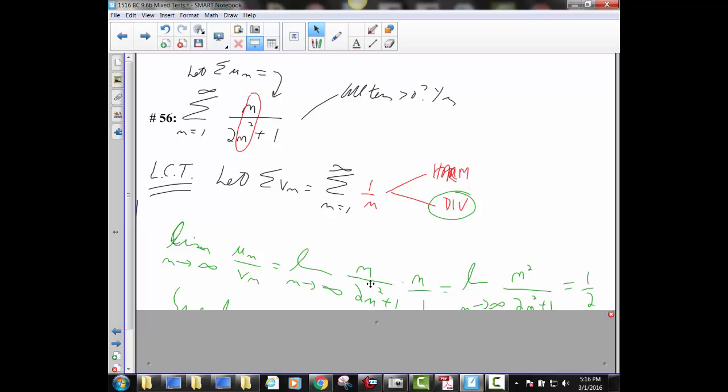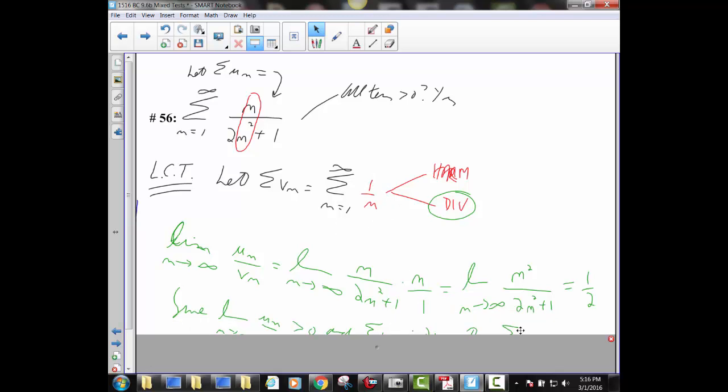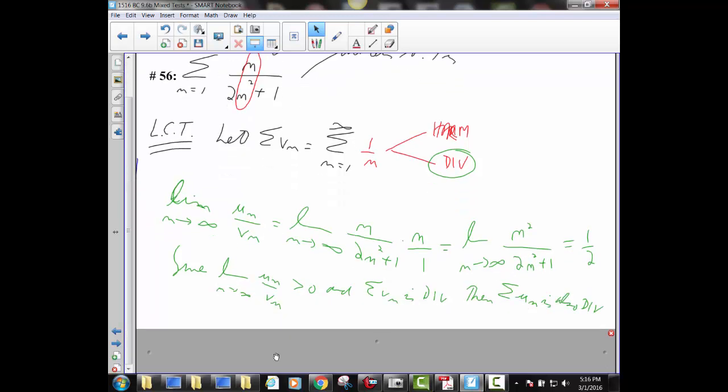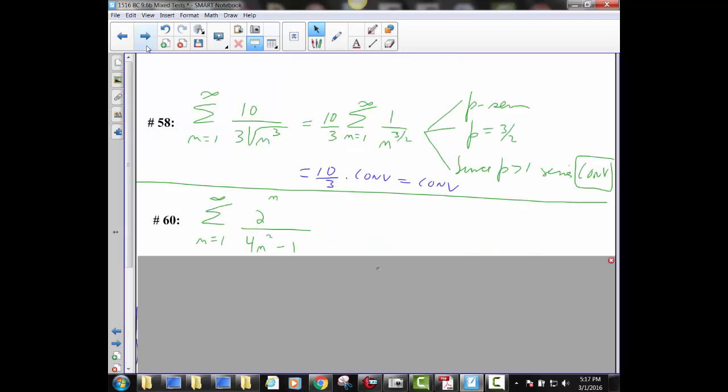Our un, n over 2n squared plus 1, divided by our vn. If you divide by 1 over n, you'll multiply by n over 1. And that gives you n squared over 2n squared plus 1. The limit as n goes to infinity of that expression, of course, is 1/2 because these are both polynomials and the degrees are equal, so it's the leading coefficients. Since that limit is positive and since the series you were comparing it to was divergent, then your series un is also divergent.